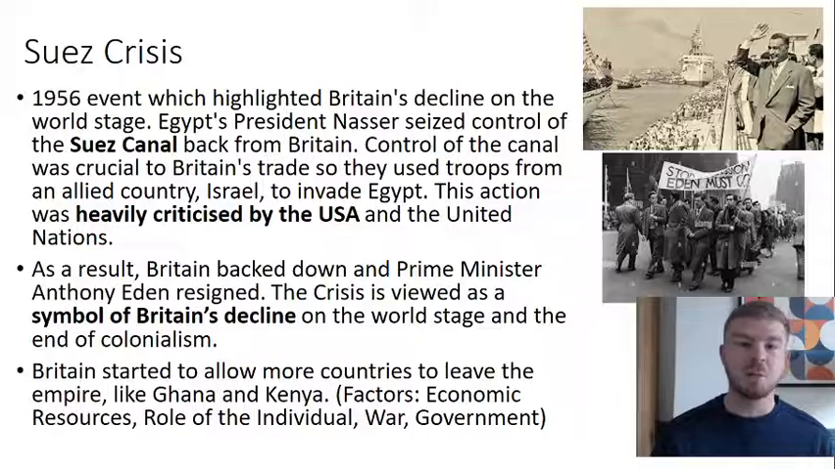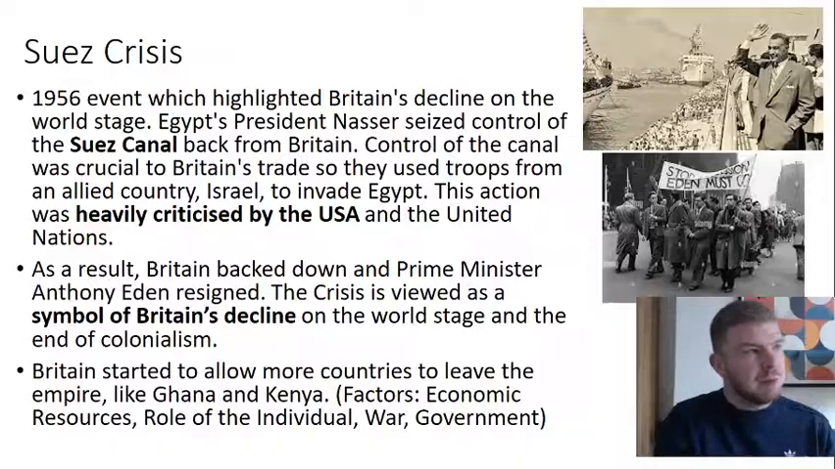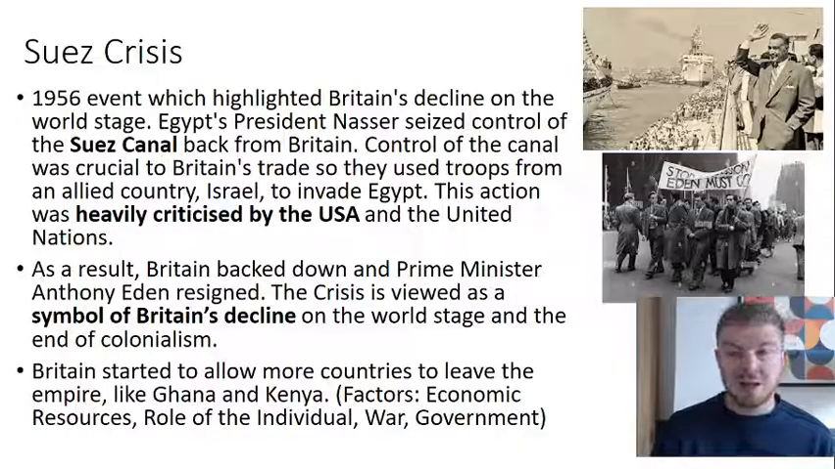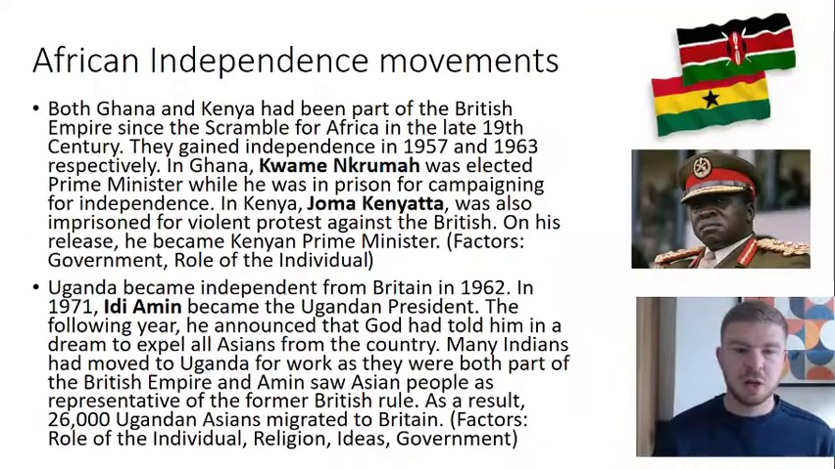It was such an embarrassing moment in British history that as a result, the Prime Minister, Anthony Eden, who'd replaced Winston Churchill, resigned. We can see here protests on our second picture showing that they say Eden must go. And as we've said, the crisis is viewed as a symbol of Britain's decline on the world stage and the end of colonialism. It's a really key event because following it, Britain starts to allow more countries to leave the empire, like Ghana and Kenya, who we can look at now.